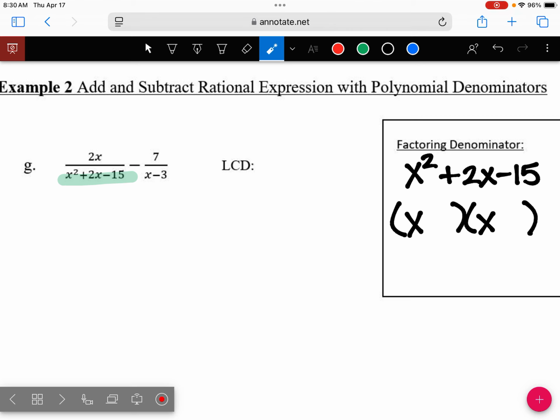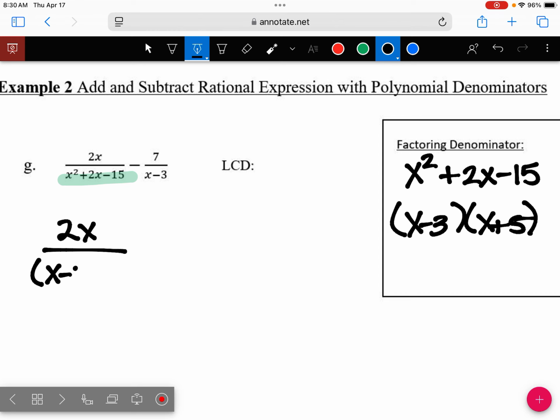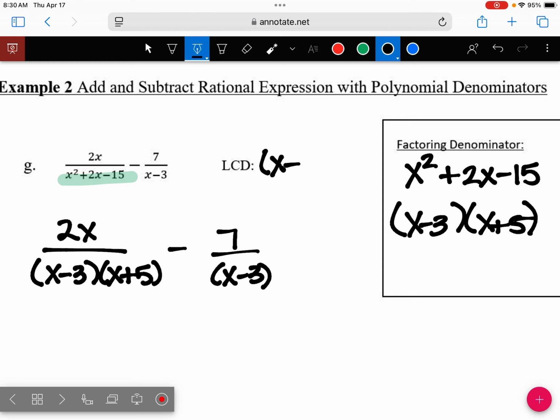So those numbers would be negative 3 and positive 5. So I'm just going to rewrite this first one as 2x over. I just like to write that in factor form because it's easier to figure out what our LCD is if it's factored. So this is going to be x minus 3, x plus 5.